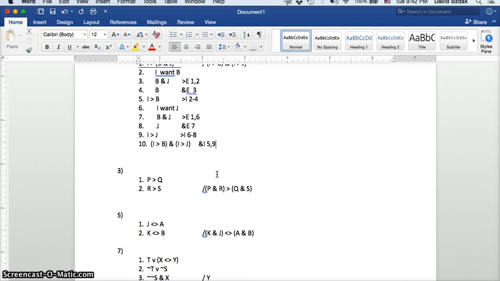Okay, next one, number 3, we've got two premises, and this is our conclusion over here. So it's a conditional. The antecedent is a conjunction, and the consequent is a conjunction. So whenever we are trying to derive a conditional, we can use conditional introduction. When we do that, we indent, and then we assume our antecedent, and we want the consequent. So we assume P and R, that's the antecedent. We want Q and S, that's the consequent.